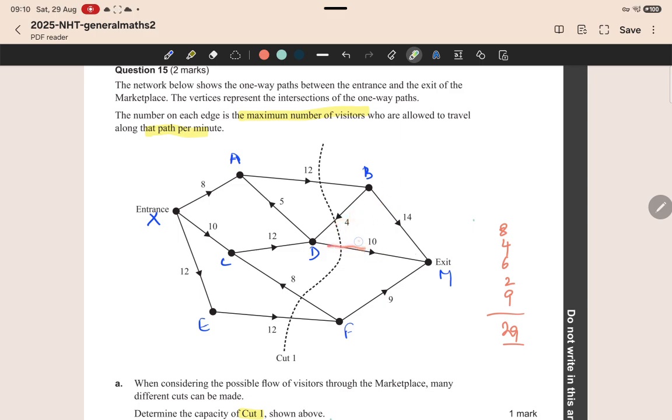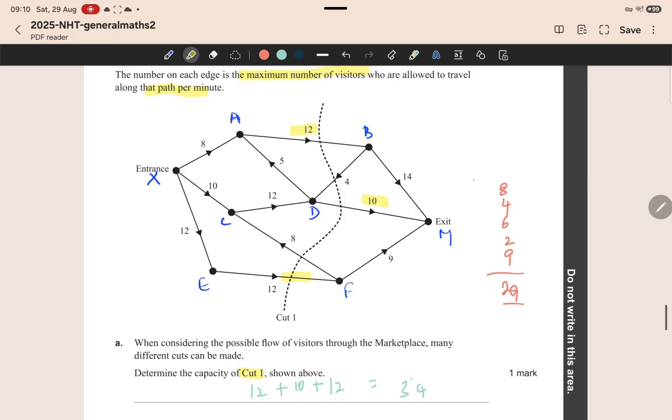Now, this one clearly goes from source to sink, include that edge. This one goes backwards, don't include it. And this one goes forwards, include it. So the values that you would include are 12, 10, and 12. When you add them up, you will get 34.